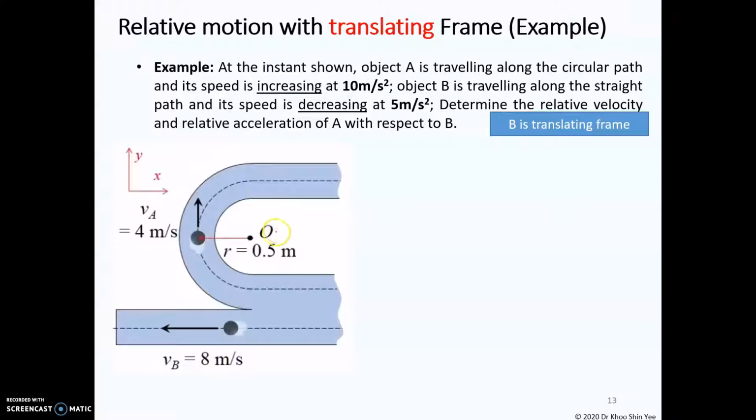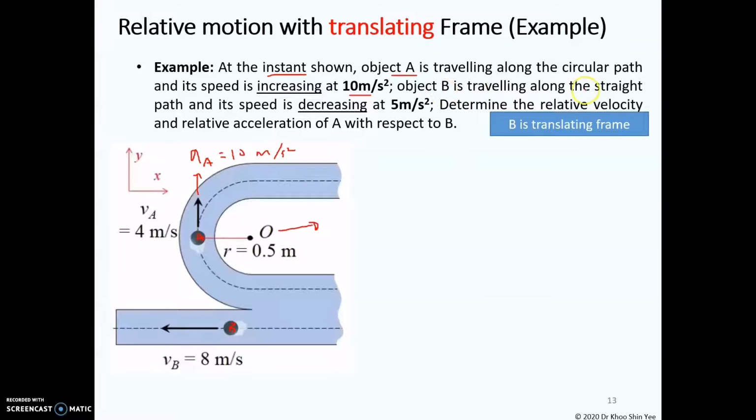In this case, you have a point O, which is a fixed reference frame, and you have a point A, which is moving in a curvilinear line, and then you have a point B, which is moving in linear motion. At this particular instant, the object A is traveling along the circular path here, and the speed is increasing at 10 meters per second squared. So you obtain the acceleration at point A to be 10 meters per second squared.